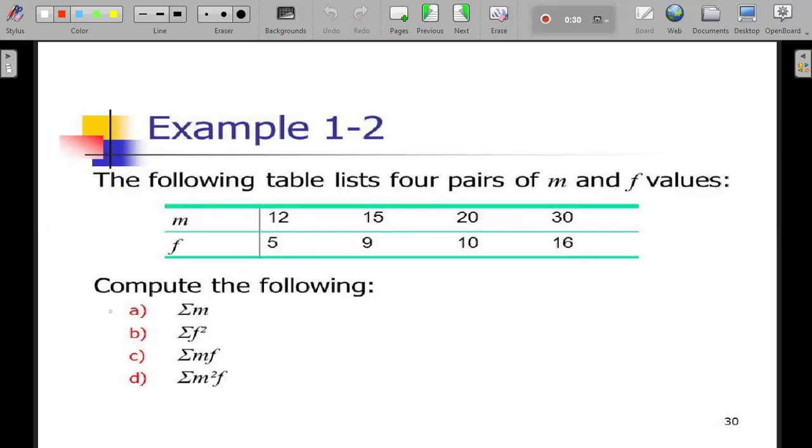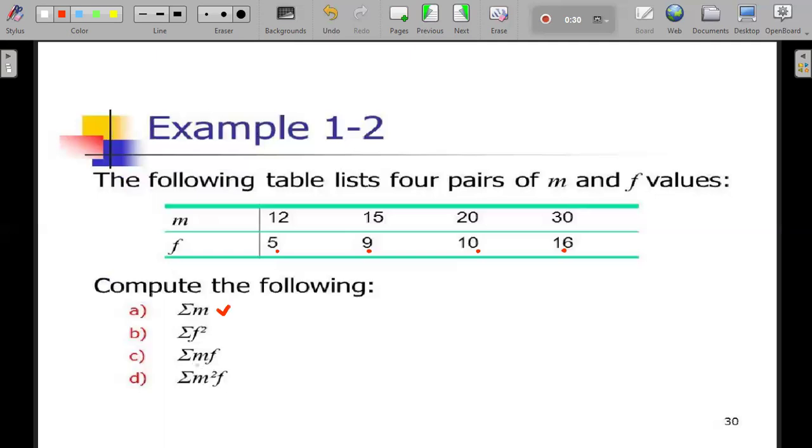Screenshot this, okay? And then you try to solve it. The first one is the summation of m, so you're just going to add the values of m here. The second one is the summation of f squared, so you are squaring this plus the square of this plus the square of this plus the square of this.